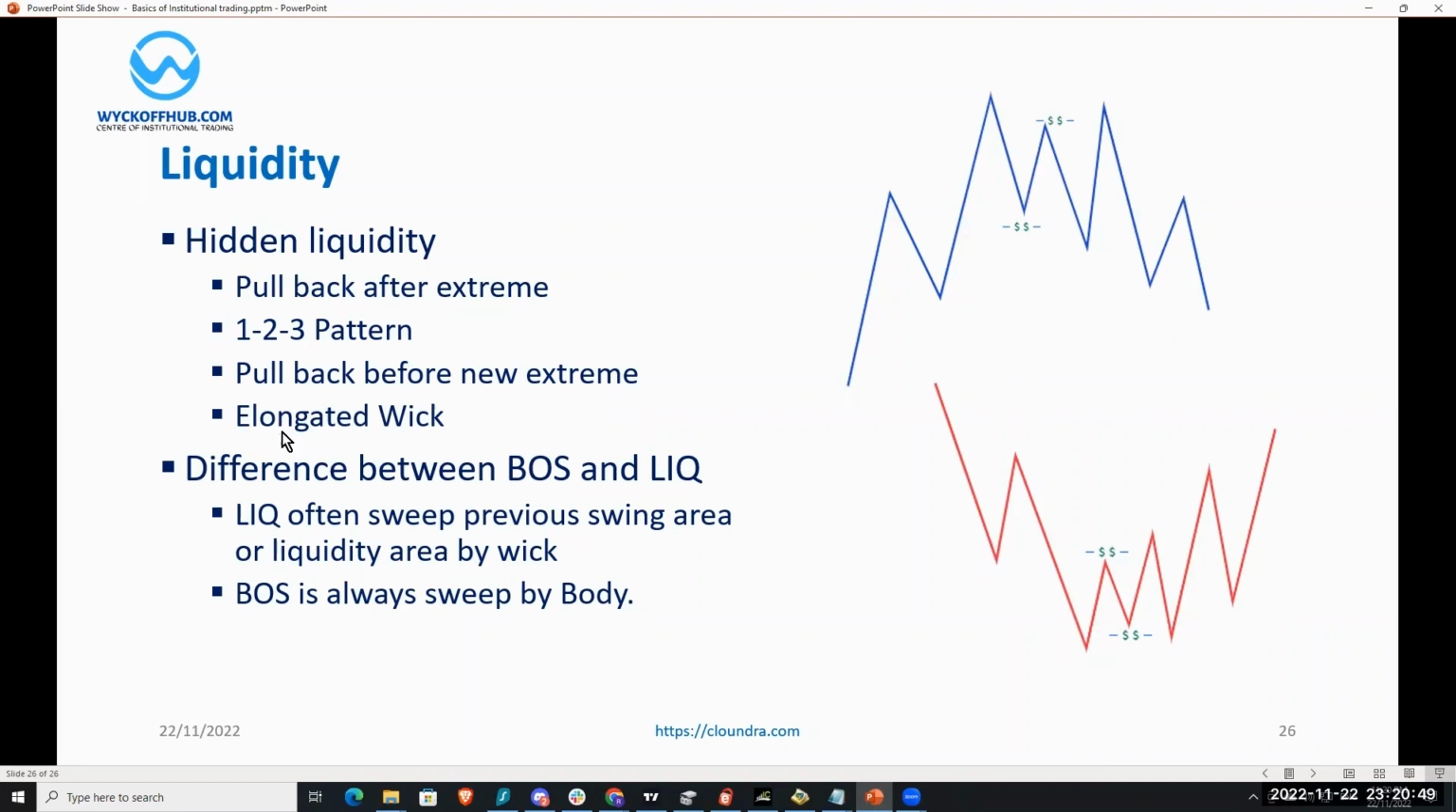And you can always see there is also hidden liquidity below the elongated wick, whether it's an up wick or a down wick. If it's an elongated wick, you will always try and find some liquidity.